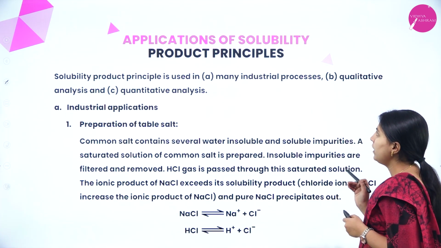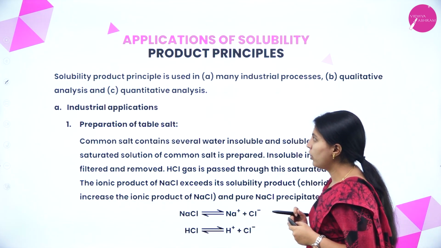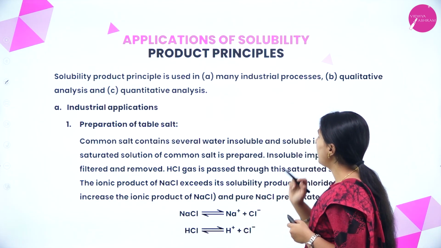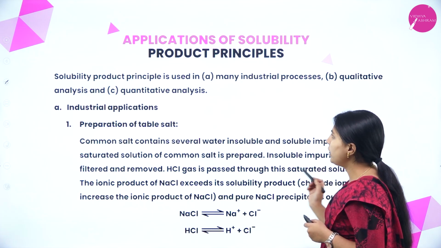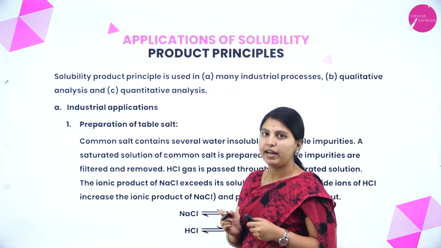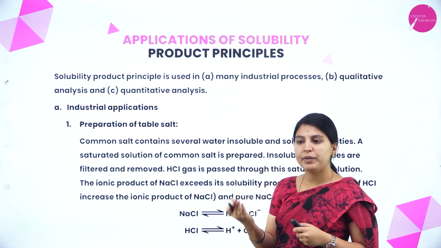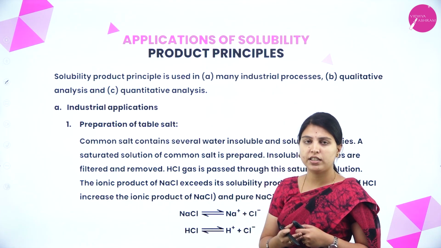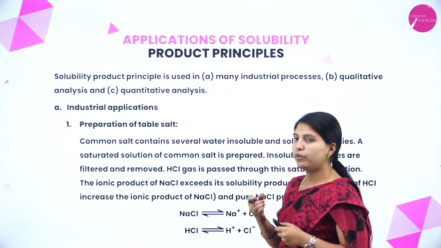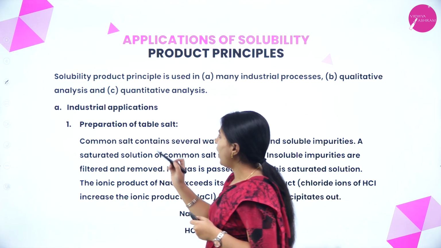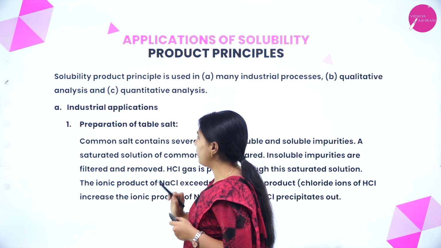Applications of solubility product principles. Solubility product principle is used in many industrial processes, qualitative analysis and quantitative analysis. This solubility you may check in inorganic salt testing also in your laboratories. First you will check with the solubility test. And industrial applications: preparation of table salt.